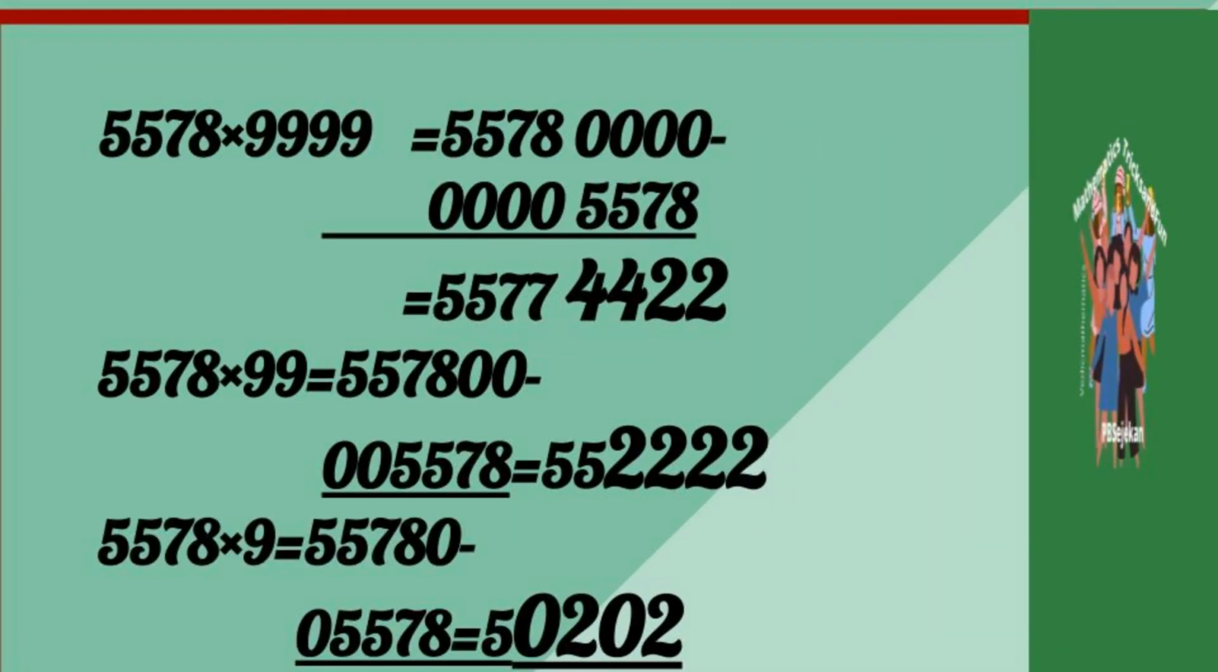This compiles all such examples again. 5578 multiplied by 4 9s. The answer is 55774422. In the same way, 5578 multiplied by 99. The answer is 552222. When 5578 is multiplied by 9, answer is 50202.